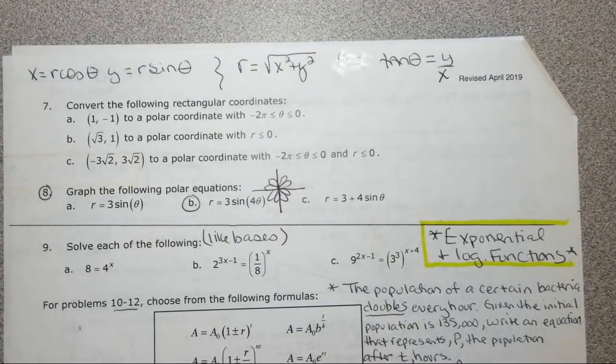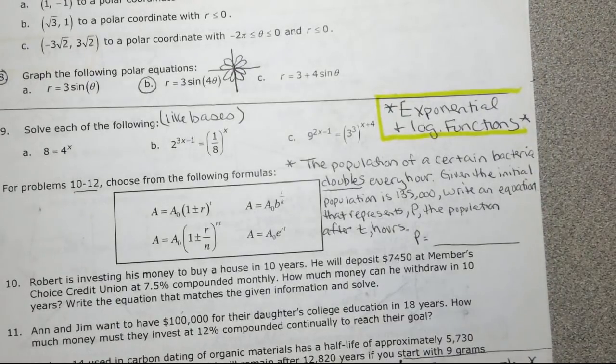If you're in periods 2, 4, or 7, go put a heart beside number 8, to the left of number 8.